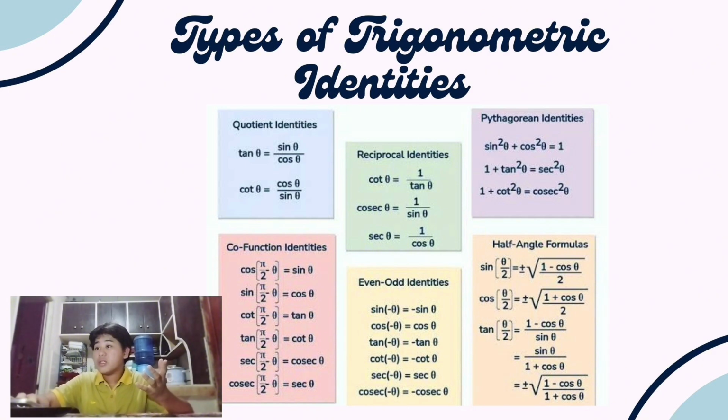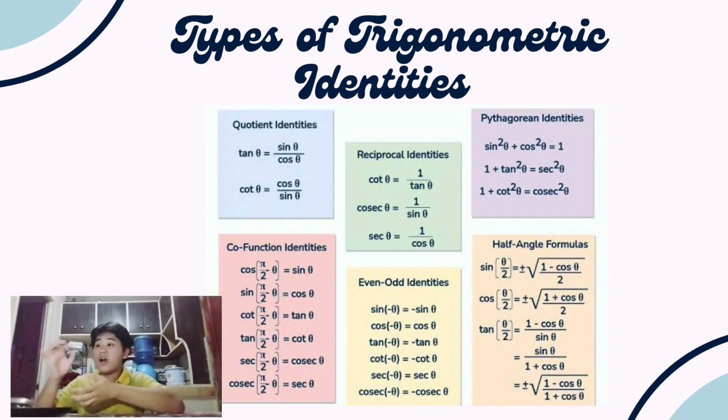Let's move on to the reciprocal identity. So in reciprocal identity, this defines the reciprocal relationships between the functions. For example, sine: the reciprocal identity for it is 1 over cosecant. For the cosine, it is 1 over secant. For the tangent, 1 over cotangent. Same as with their reciprocal identities. For example, cosecant theta is equal to 1 over sine theta. Secant theta is equal to 1 over cosine theta. Then cotangent is equal to 1 over tangent theta.